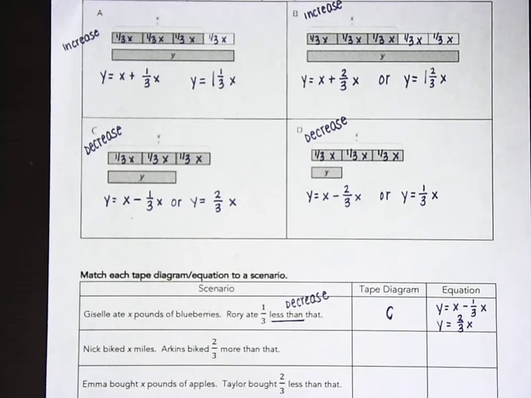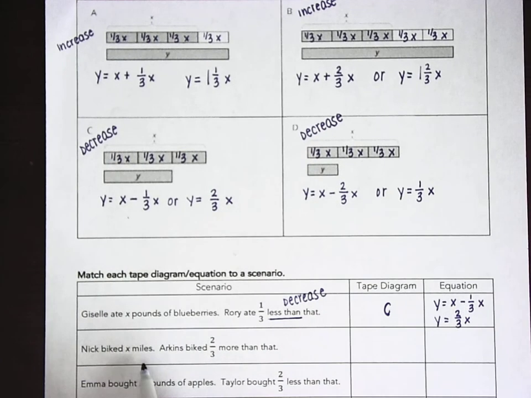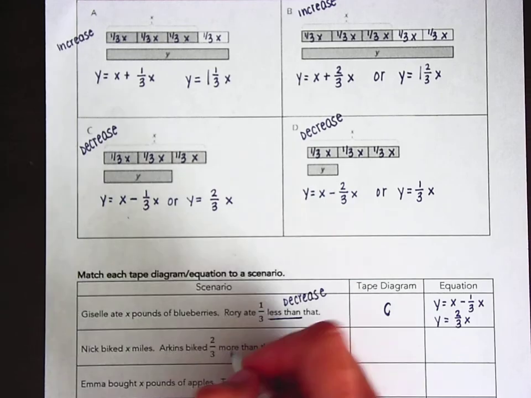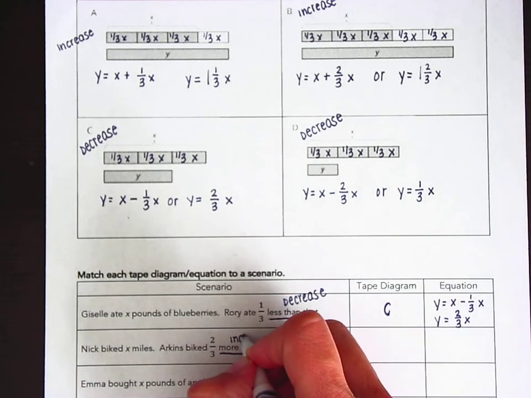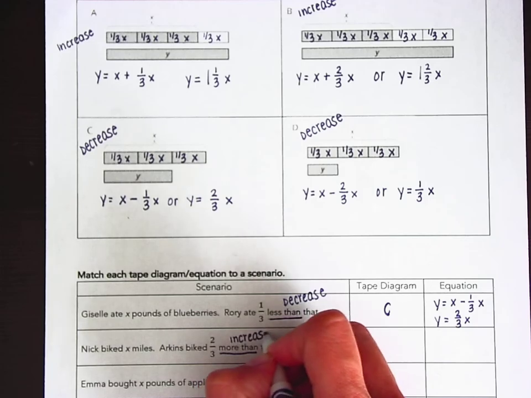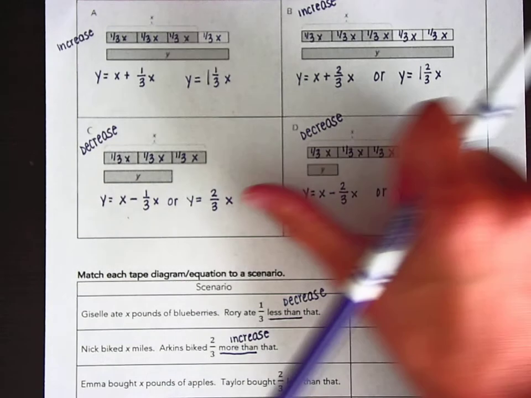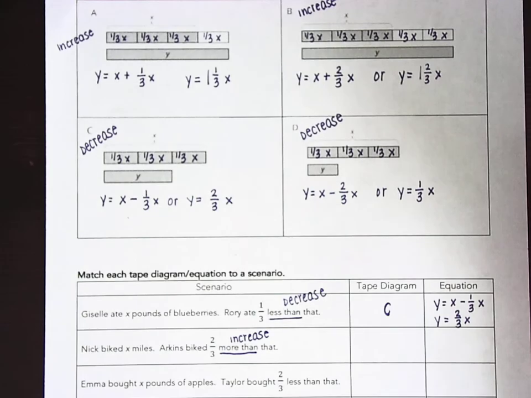So let's take a look at another example. Nick biked X miles. Arkins biked 2/3 more than that. When I see that phrase or idea that we have more than that, we know that's going to signal that this is an increase. So that eliminates tape diagram C and D for this option.